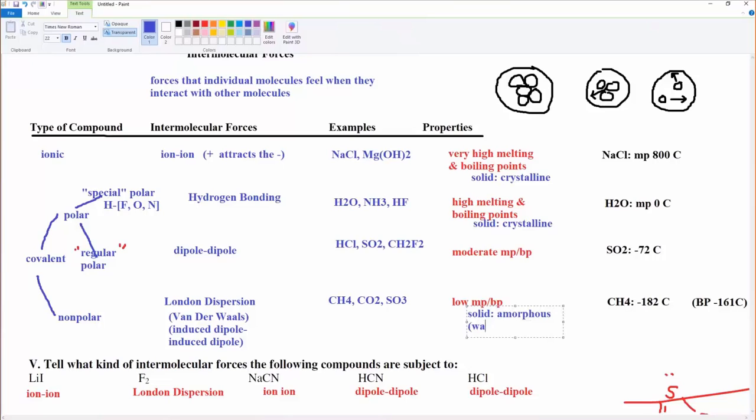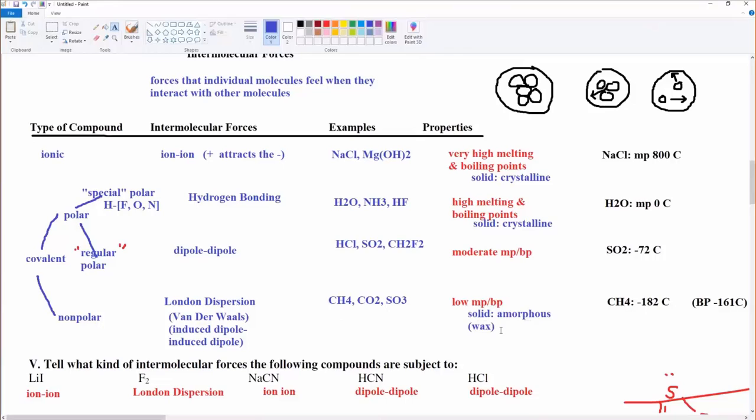So think wax. Wax is a good example of a solid which is London dispersion force. You have to get a molecule that is very, very large in order to even be solid, because the rest of them have already just evaporated by the time they get down. So there's another property that you'll want to be aware of.